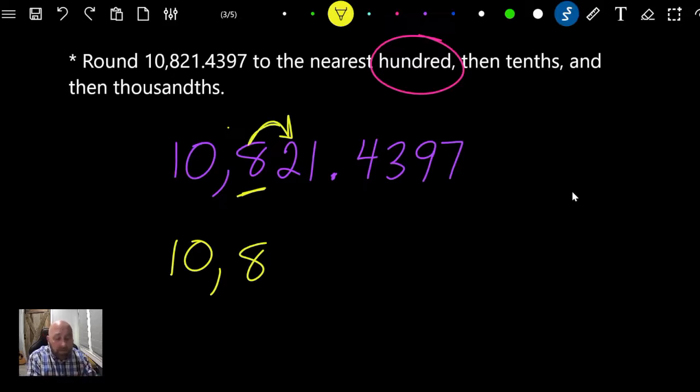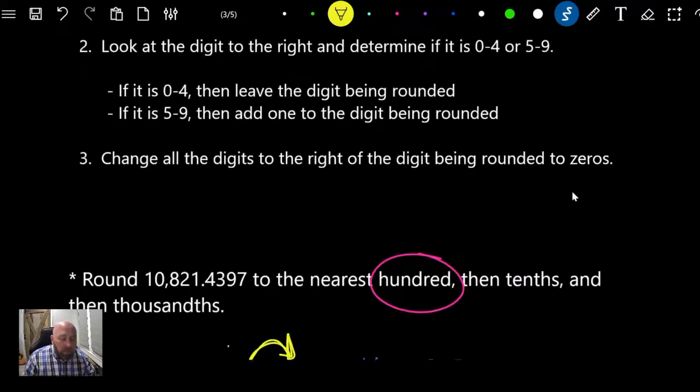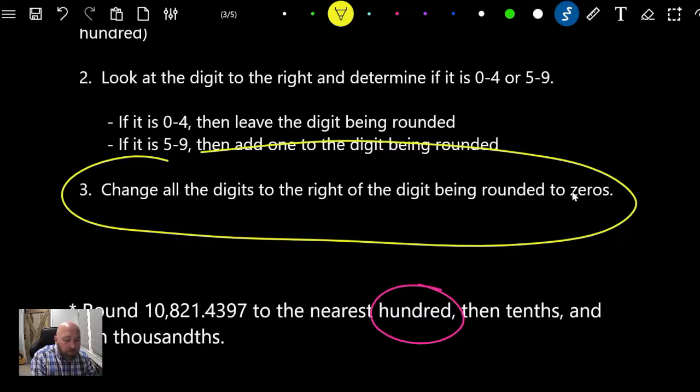Why? Because his next door neighbor was from 0 to 4. If it was bigger than 4, if it was a 5 or bigger, we would do something else. But for now, we don't need to. What's our next step? The next step is number 3.